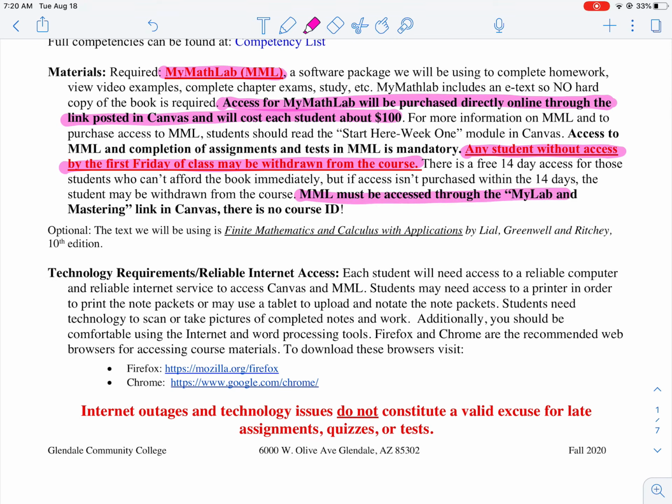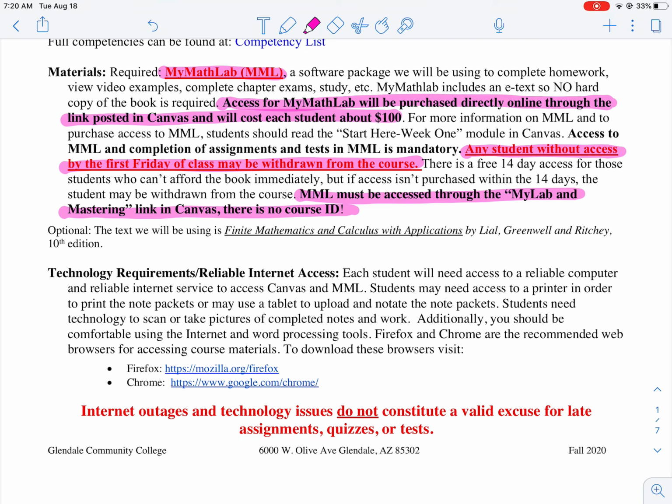MyMathLab must be accessed through the MyLab and Mastering link in Canvas. There is no course ID. You cannot go to mymathlab.com and try to get into our class for the first time. If it asks you for a course ID, you didn't follow directions. So please make sure that you go to MyMathLab through Canvas at first, because the course is linked. That's the only way that you can get into your MyMathLab class.